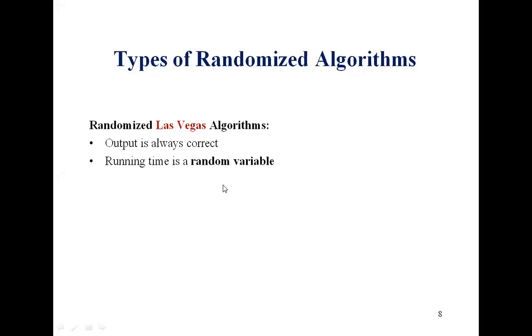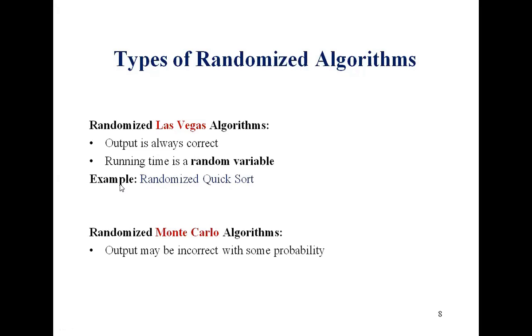Now see the Monte Carlo algorithm. A good example for Las Vegas algorithms is the randomized quicksort algorithm. In randomized quicksort, we are using the algorithm for selecting the pivot element in the quicksort algorithm. Randomized Monte Carlo algorithms: output may be incorrect with some probability, so you will not get the correct output. Another one is that running time is deterministic.